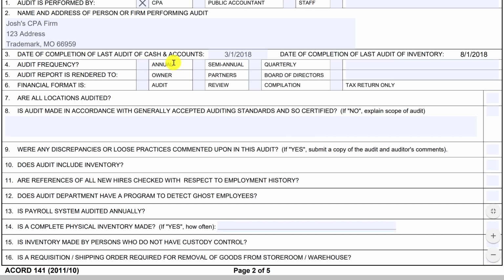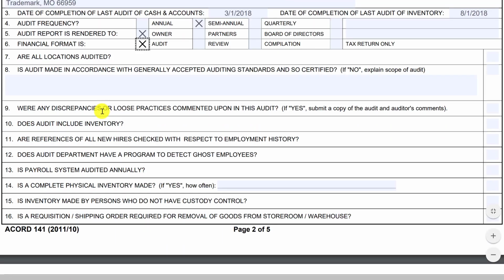Audit frequency, we'll just say that is semi-annual, rendered to the partners. Well, this was in a corporation, we'll say owner. A financial format is an audit. Okay. All right. All that hopefully makes sense. If it doesn't, shoot me a comment.